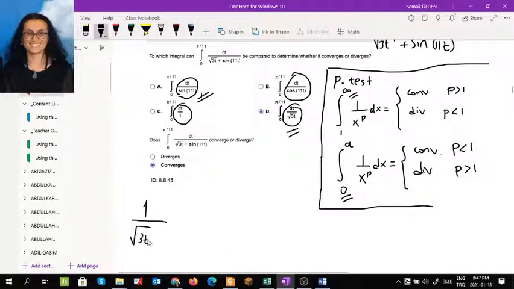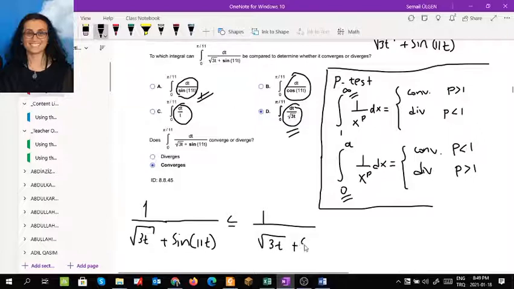Square root of 3t plus sine 11t. Okay, so we are going to analyze this a little bit. This is less than or equal to... I want to make it a little bit bigger, but how am I going to do that? Actually, this is going to be bigger than square root of 3t plus 0.